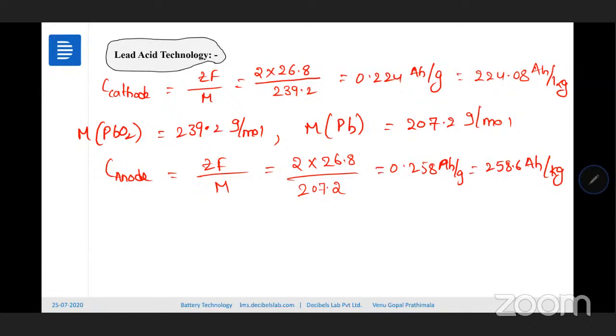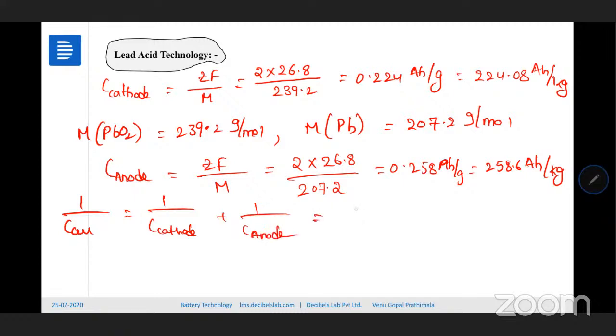Now we have calculated the cathode and anode values, so we are going to calculate the overall cell capacity. So 1 by C cell equals 1 by C cathode plus 1 by C anode.